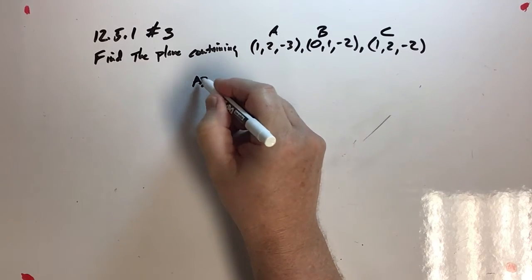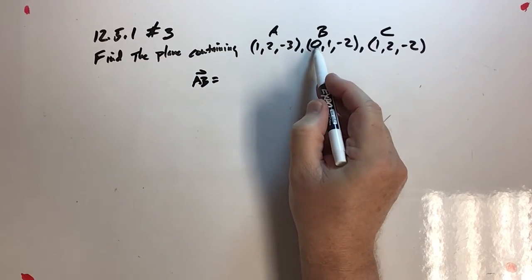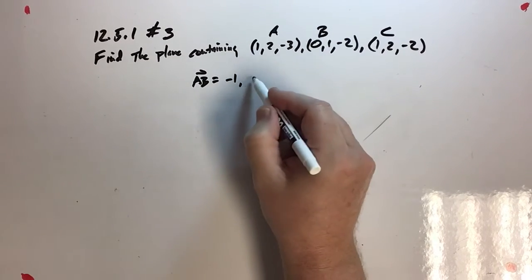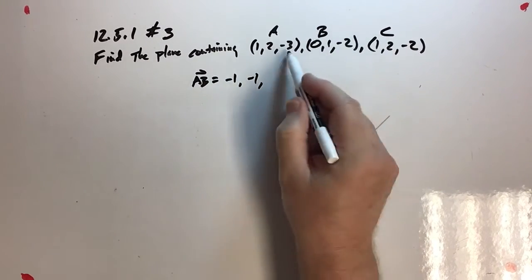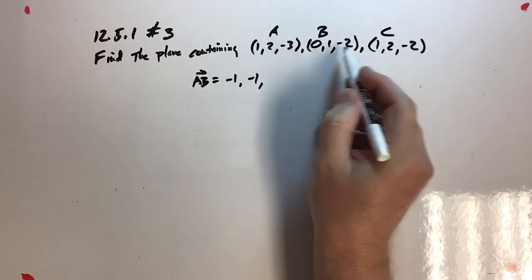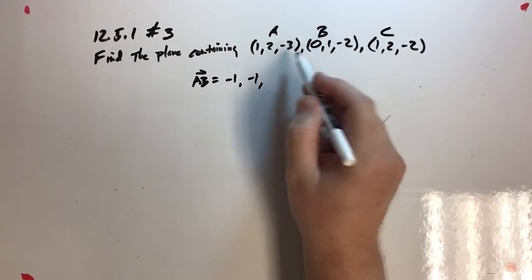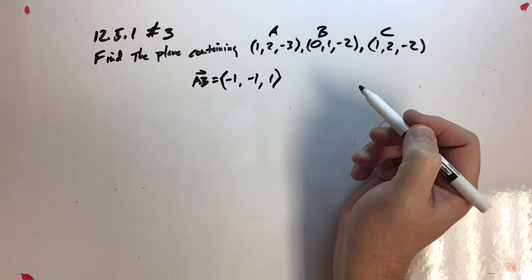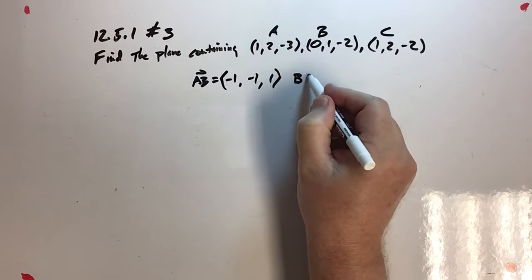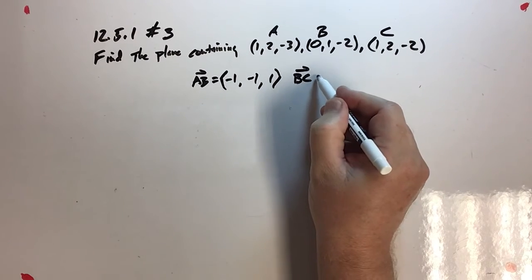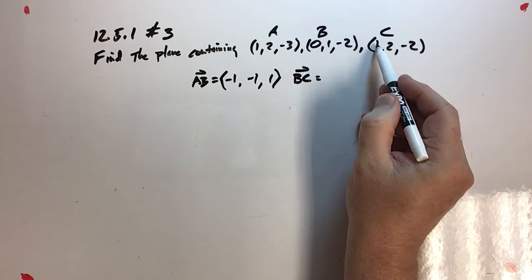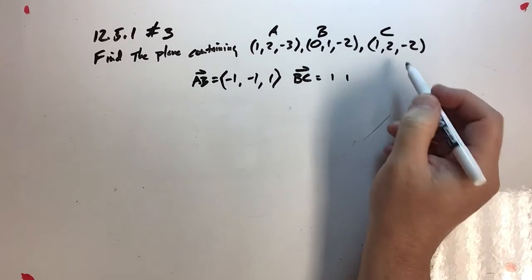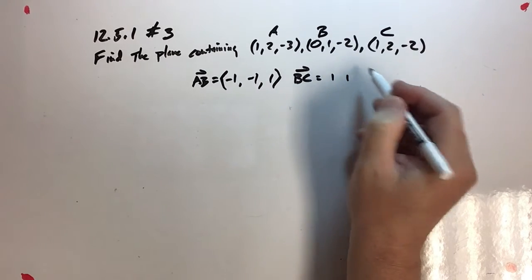So first, the vector AB. That's going to be 0 minus 1, 1 minus 2, and -2 minus -3, and that's -2 plus 3. So AB would be (-1, -1, 1). And then I'll find BC as my second vector. BC will be equal to 1 minus 0, 2 minus 1, and -2 minus -2, which is 0.